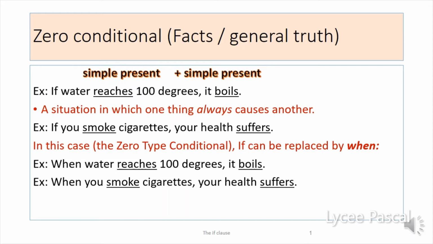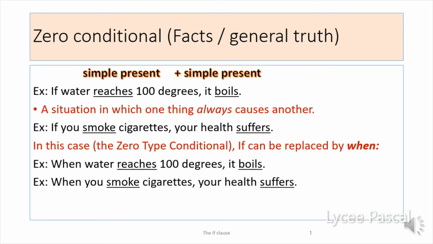Hello, everybody. We're going to talk about conditional sentences. In conditional sentences, we have four types of condition: the zero conditional, the first type, the second type, and the third type. We are going to cover the zero type conditional alone, and the first, second, and third together. We're going to start with the zero conditional.